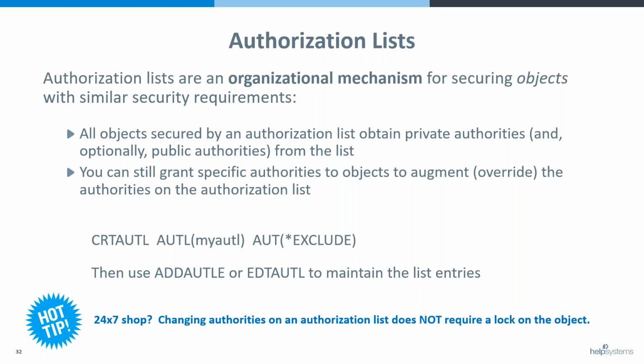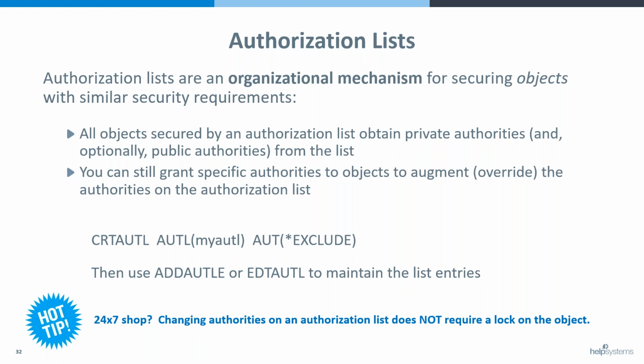The intent is that instead of setting the authorities, whether private or public, on, say, 150 individual objects, I attach those 150 objects to an authorization list, and then I can just set my settings centrally in one place. All of the objects that are secured by an authorization list are going to get their private authorities from that list. Optionally, they may also get their public authorities from that list. If you remember, I said when we get down to the authorization list, it's an either or scenario for public. You can't have both. You can still give people specific authorities that will then be exceptions to the authorization list.